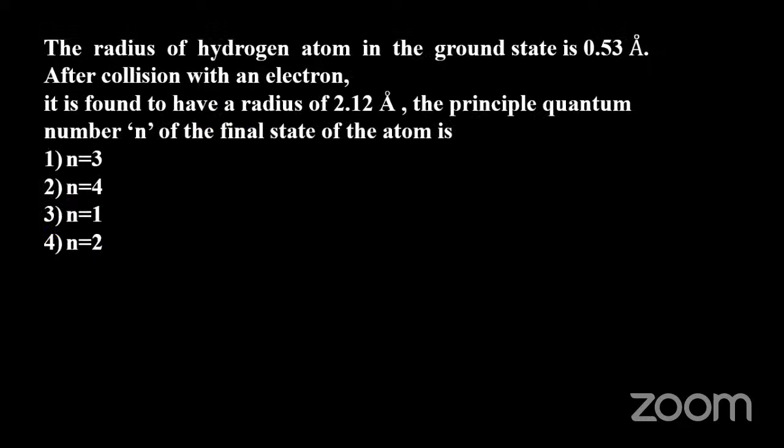The radius of the hydrogen atom in the ground state of the electron is 0.53, and the electron is found in a radius of 2.12. What is the principal quantum number? We know this relation: the nth orbit radius is equal to n square times the first orbit radius. So we need n square. 2.12 divided by 0.53 is almost 4 times. So n square equals 4, and the principal quantum number is n equal to 2.